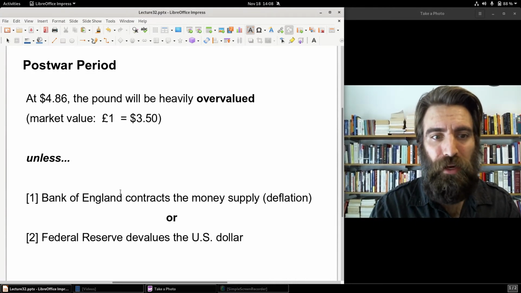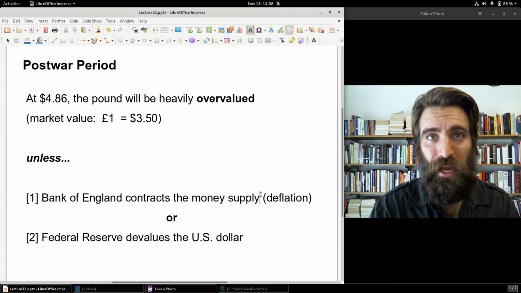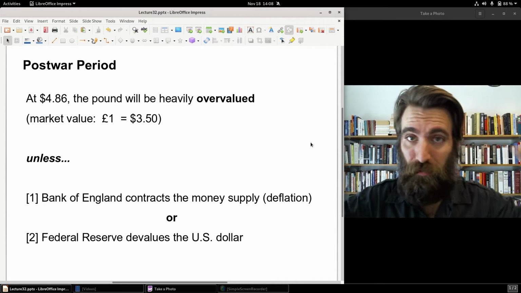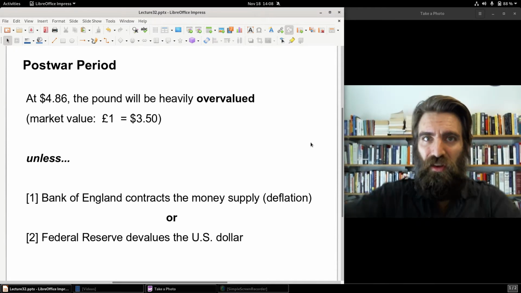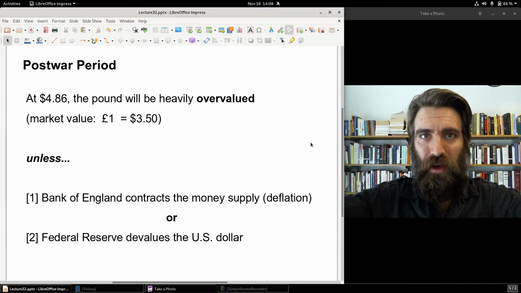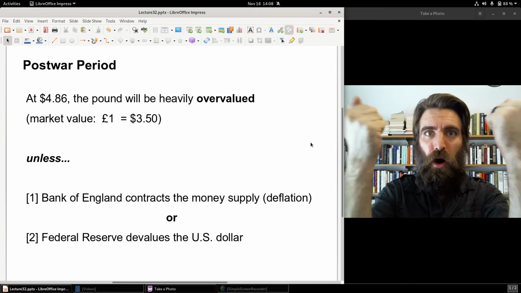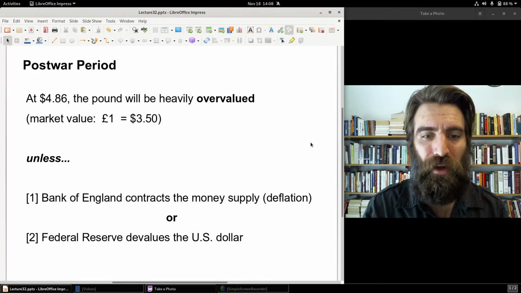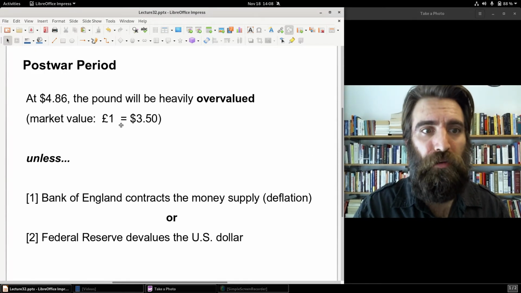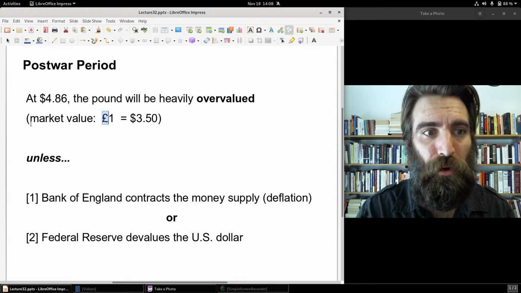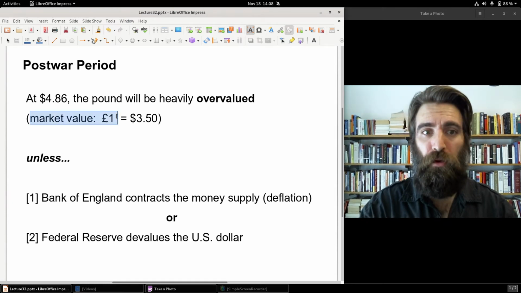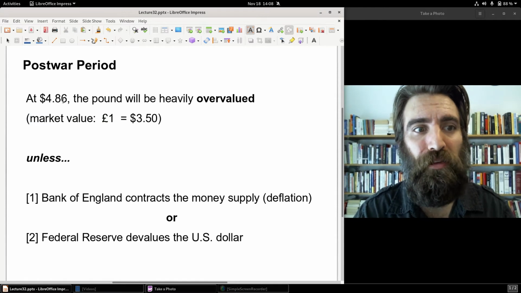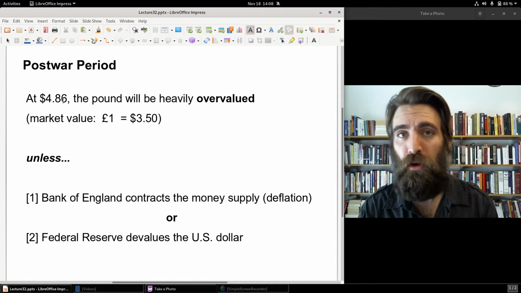the Bank of England contracts the paper money supply, right? So if the Bank of England takes a really big step and just hikes up interest rates to an astronomical degree and withdraws millions and millions of pounds of paper money from circulation, that's going to cause the market value of a pound to start to rise again. And then you might approach $4.86 at the market, and then it's no longer overvalued.